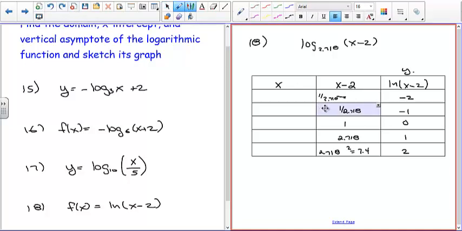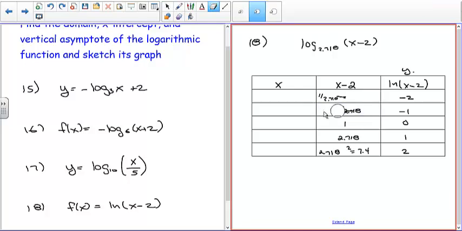Let me just erase this thing in here. So you have 1 over 2.718. So 1 divided by 2.718 is 0.37. And here you need 1 divided by 2.718 squared. That's going to be equal to 0.14.